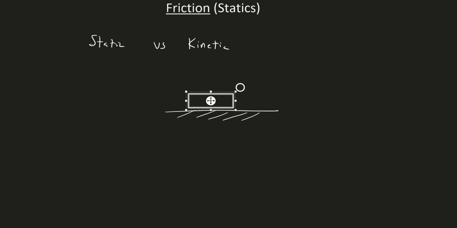So if I had a box like this and it was sliding across the ground, it would be kinetic friction that would be opposing that motion. But of course in statics, none of our systems are moving, so we're really concerned with static friction. And static friction happens when two objects, their surfaces, are not sliding on each other.